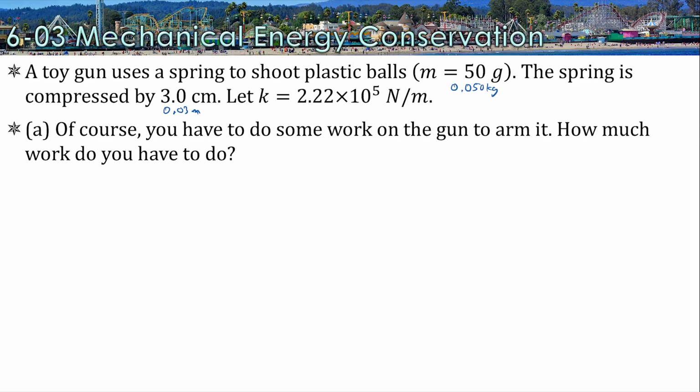Well, we need to squish the spring, right? So this will be spring potential energy, which is 1/2 kx squared. k is 2.22 times 10 to the 5 newtons per meter, and the x is the 3 centimeters, or 0.03 meters. Don't forget to square that. You get 99.9 joules. So that's the work we did.